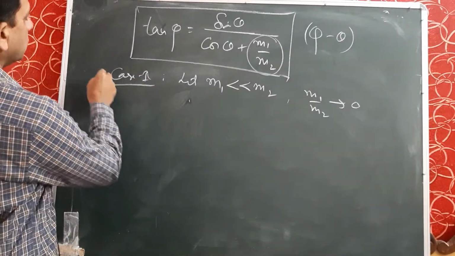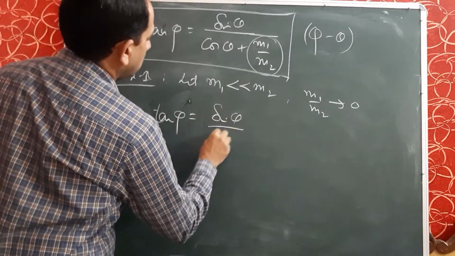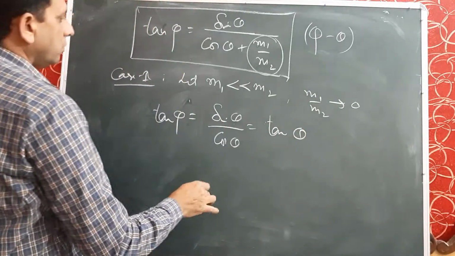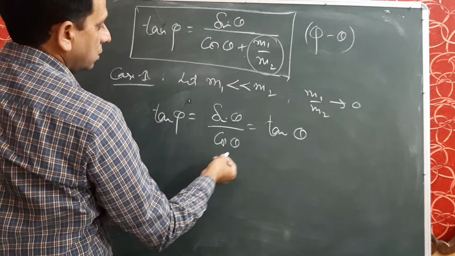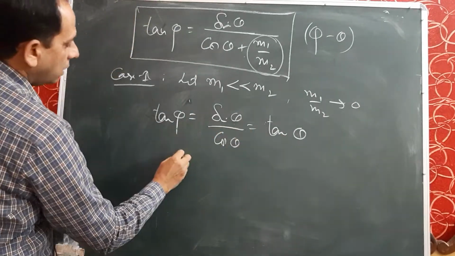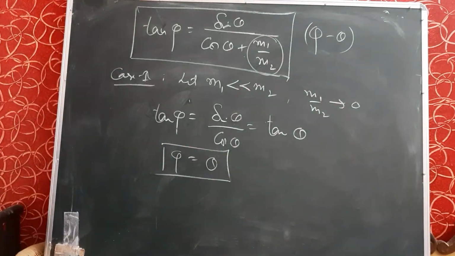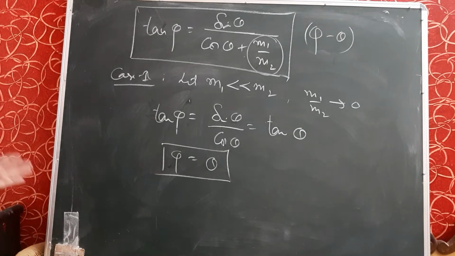So in this first case, tan phi becomes sin theta over cos theta, which is equal to tan theta, because I have ignored m1 by m2, which tends to 0. So cos theta plus 0 is cos theta. So tan phi is equal to tan theta, which means phi is equal to theta. When the mass of the first particle is very much less than the mass of the second particle, the angle of scattering in the center of mass frame as well as in the lab frame are the same.